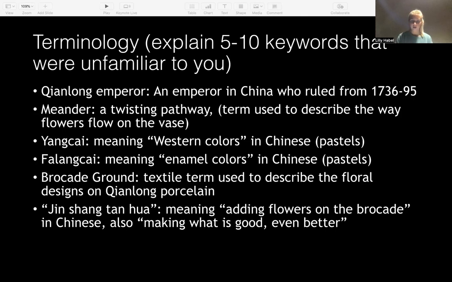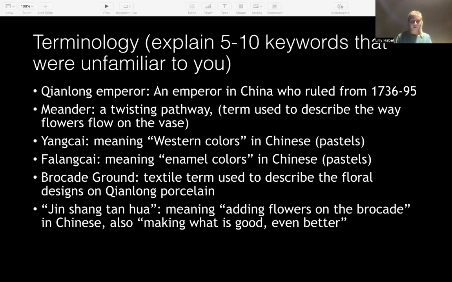What they associated with Western colors and enamel colors, enamel was the technology that was used to create these pastel colors. So basically those two terms refer to the same thing. The next term, brocade ground, is a textile term that scholars use to describe the floral designs on the Qianlong porcelain. This was huge because using a textile term to describe the Qianlong porcelain designs signifies that there was a connection between the two.